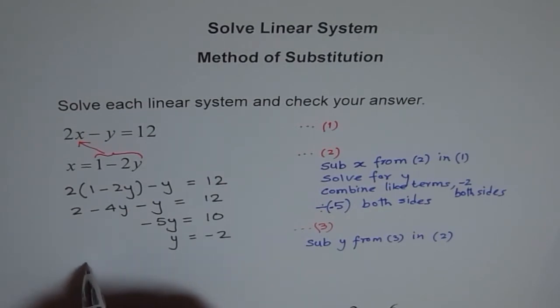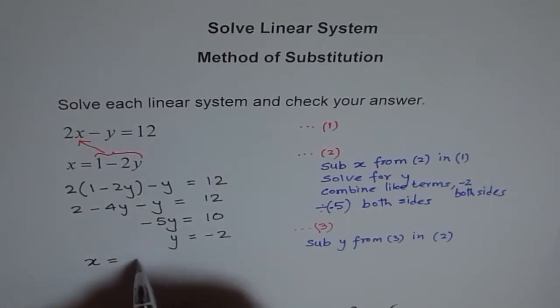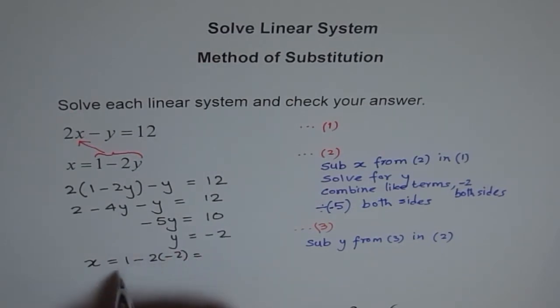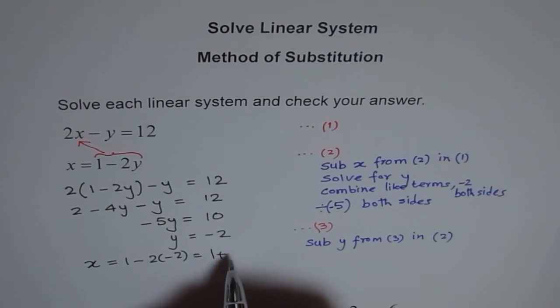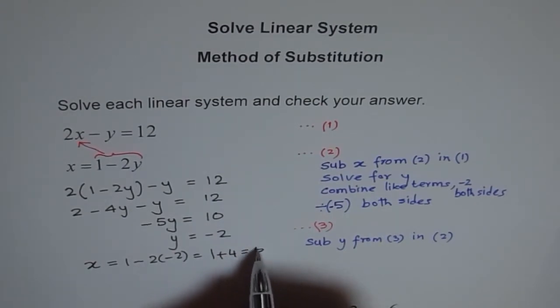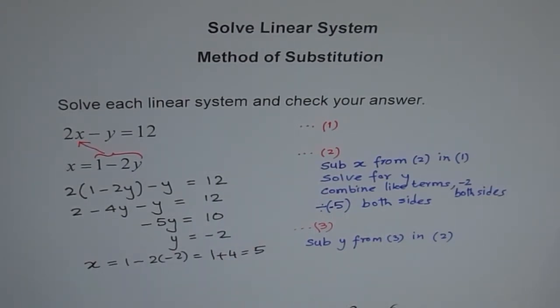So we get x equals 1 minus 2 times minus 2, right? Which is 1, and minus and minus becomes plus, right? Which gives us 5. Is that okay? So we get 5 here for the value of x.